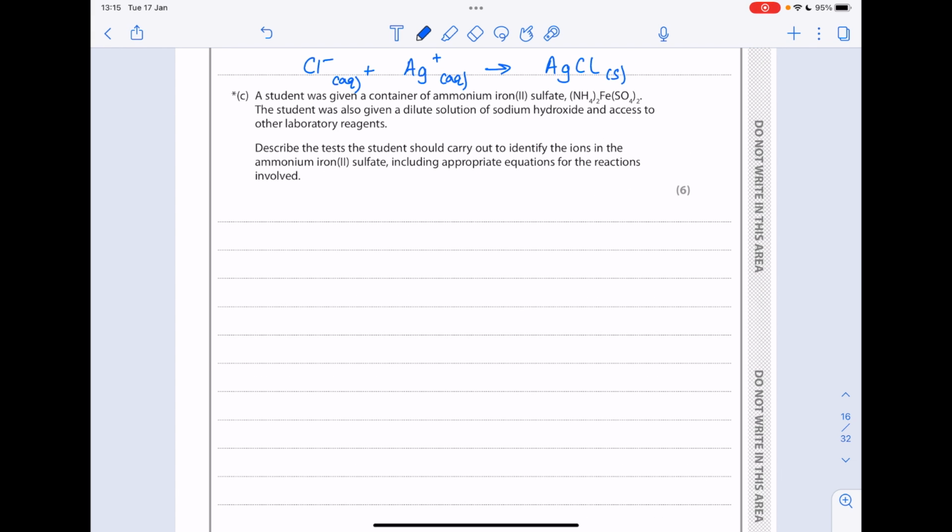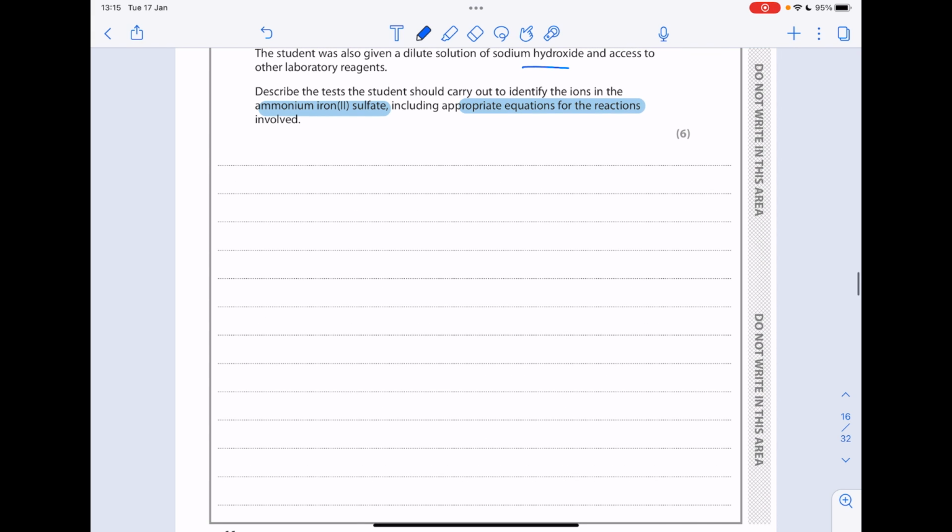A student was given a container of ammonium iron(II) sulfate. The student was also given a dilute solution of sodium hydroxide and access to other laboratory reagents. Describe the tests the student should carry out to identify the ions in the ammonium iron(II) sulfate, including appropriate equations for the reactions. Wow, there's an awful lot here. So we have ammonium ions, we have iron(II), and we have sulfate. So let's talk about them one by one.